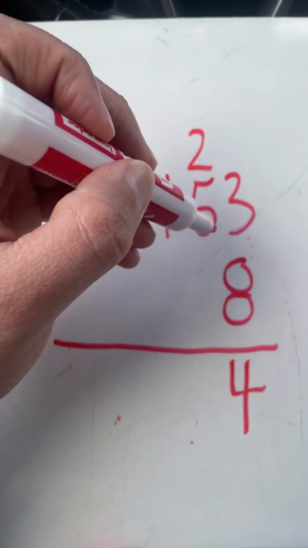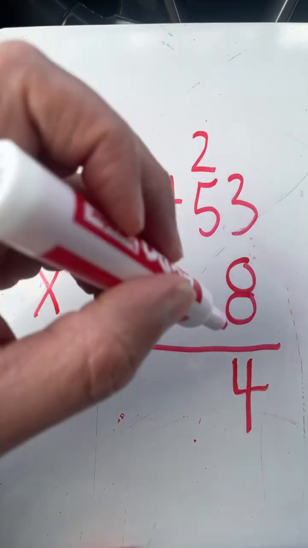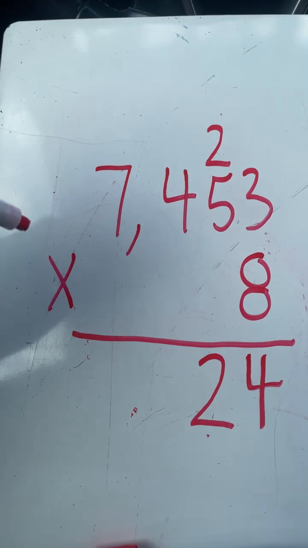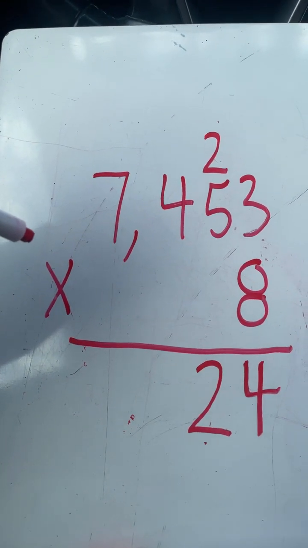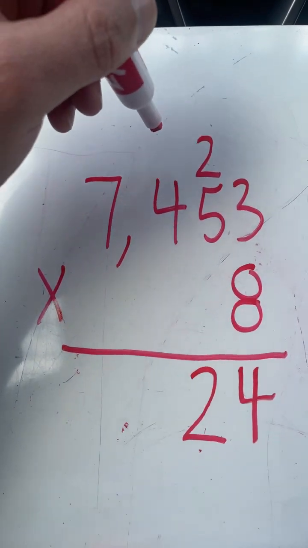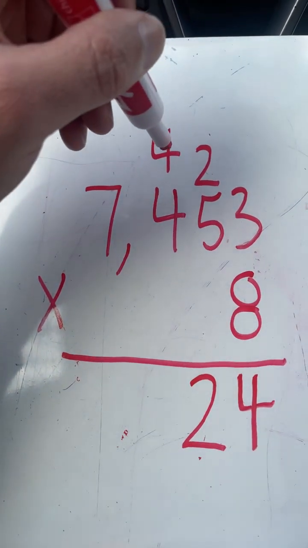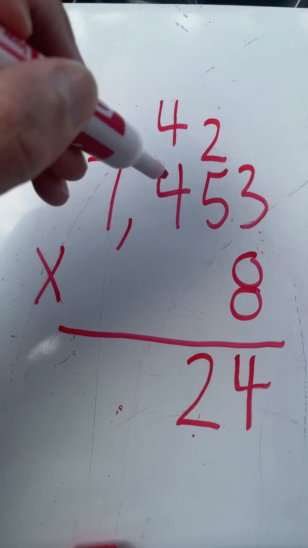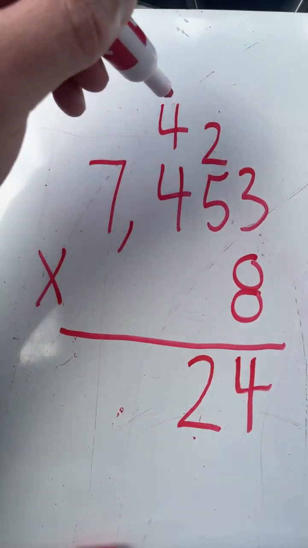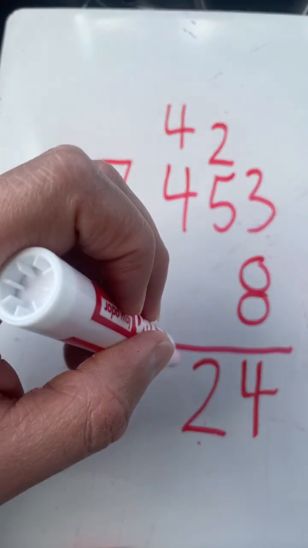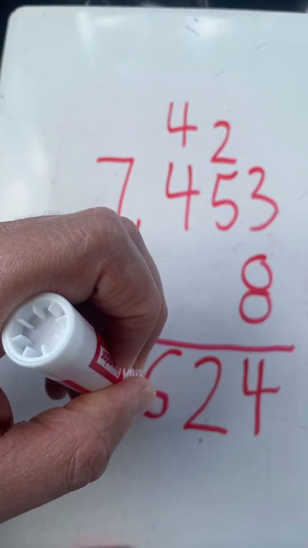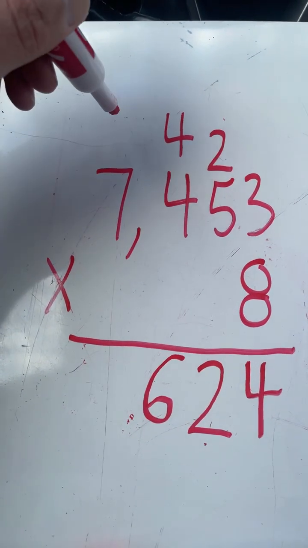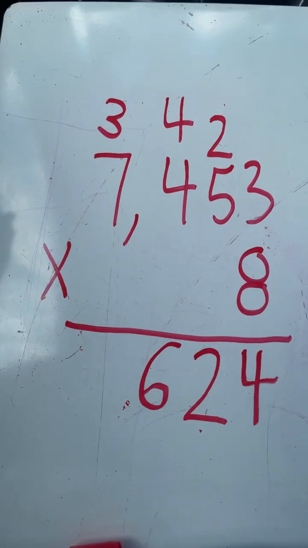5 times 8 equals 40. Plus 2 equals 42. So we regroup. The 2 in 42 goes in the tens place. The 4 gets carried over to the hundreds place. 4 times 8 equals 32. Plus 4 equals 36. So we have the 6 in 36 in the hundreds place. The 3 in 36 gets carried over to the thousands place.